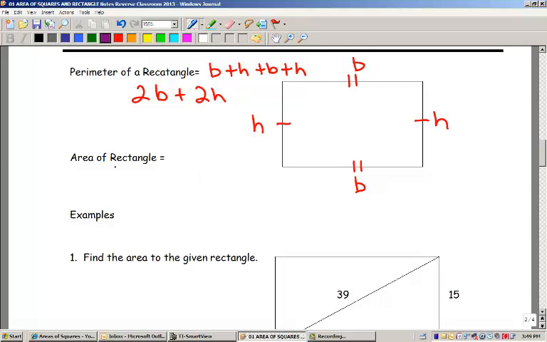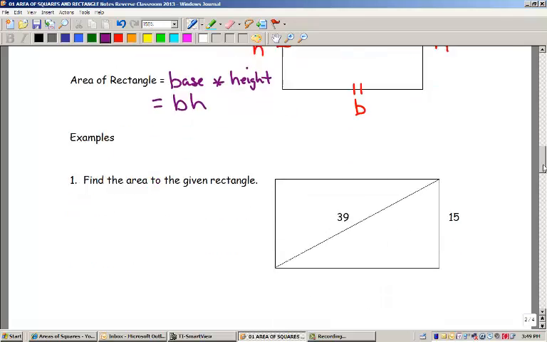To find the area of a rectangle, we are just going to multiply the two dimensions together. I refer to one as the base, and I will refer to one as the height. So when we say what is the formula for the area of a rectangle, we are going to say B times H, which is base times height. So we're going to go through some examples in terms of how to solve for the area of rectangles.